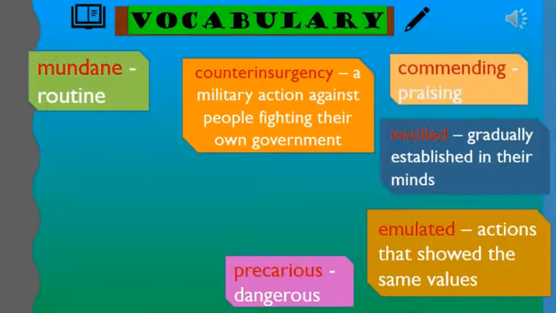Commending. It means praising. This is an easy word. You must have heard the word commendable, used often to praise someone. So commendable is the adjective and commending is the verb form of the same word. All my teachers commended me when I came first in the singing competition.